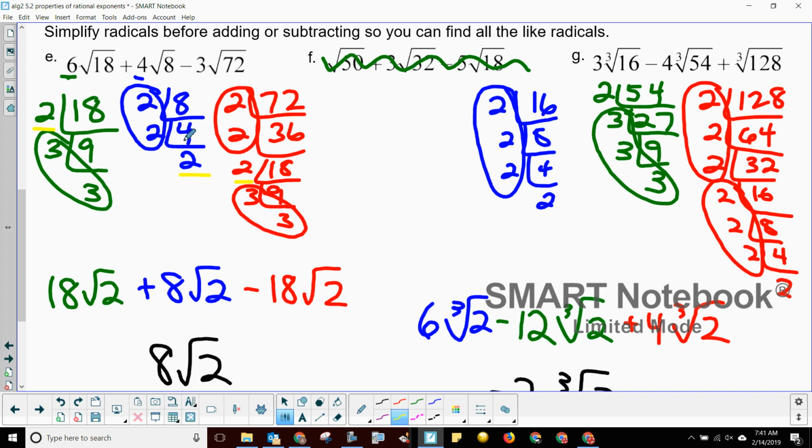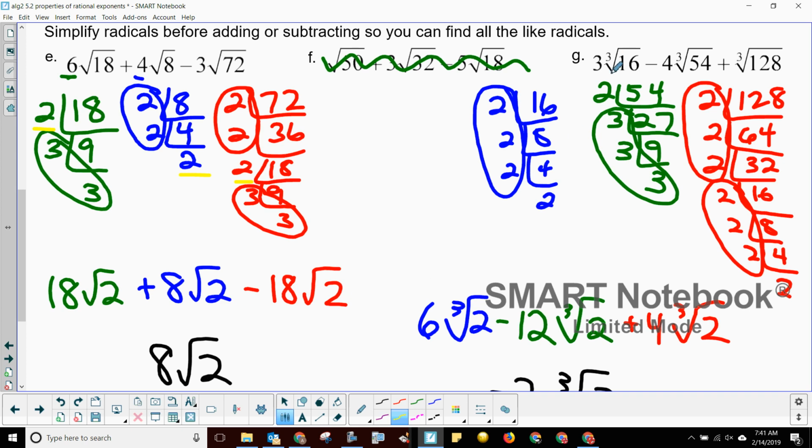Divide by 2 and get 4. Divide by 2 and get 2. This 2 times this 4 gave me this 8. And divide by 2, divide by 2, divide by 2, divide by 3, divide by 3. 2 times 3 is 6. 6 times that negative 3 was negative 18. And then the radical 2's just stay as is.